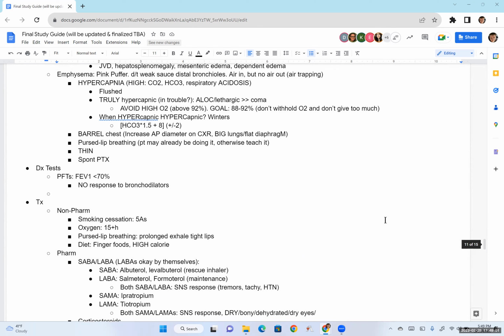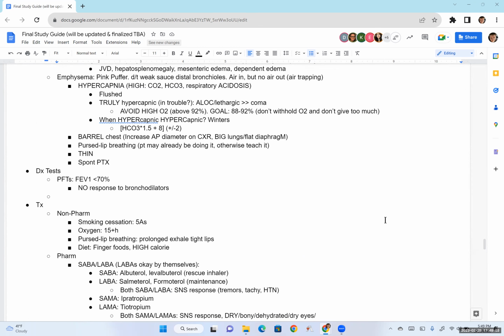So respiratory, you have two disorders, right? You want to compare chronic bronchitis versus the other COPD, emphysema. You want to know the interventions for both. The medications are the same, but the symptoms and the interventions for both will be different, right? So it's a good exam question to compare and contrast.